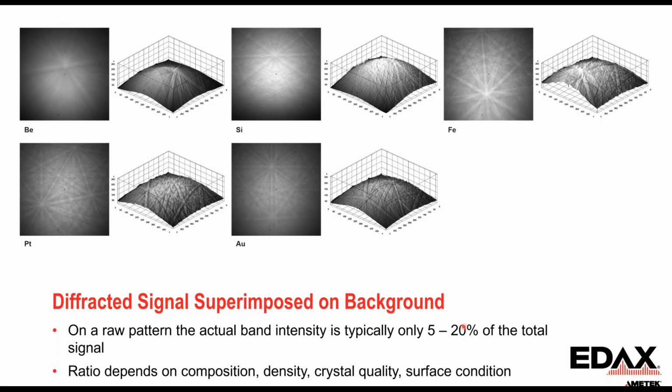I'll use that as a quick aside to mention that, no matter your detector, the quality of your diffraction pattern will always be influenced by your sample preparation and the quality of your crystal lattice. You can't buy a better detector that says I don't need to prepare a sample for EBSD, unfortunately. But the ratio of your diffracted signal to your scattered signal changes with material.